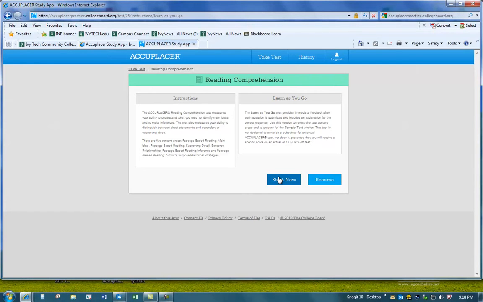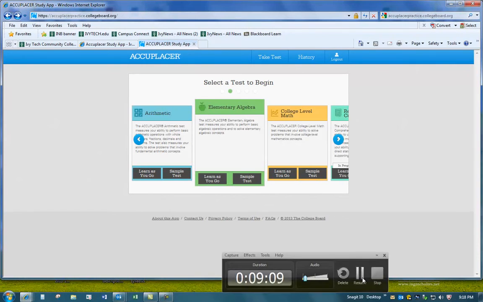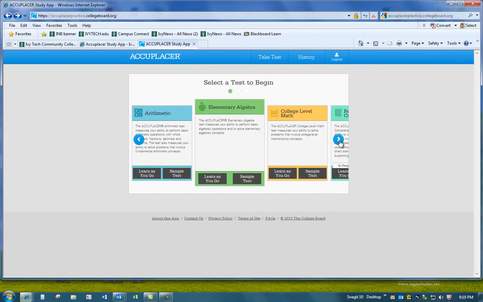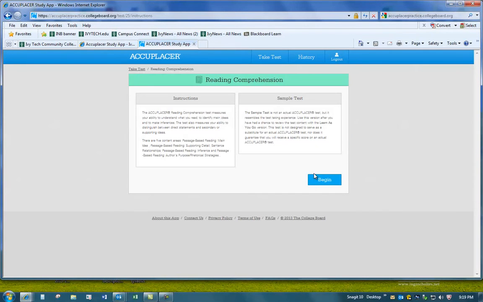So after you have finished the Learn as you go, I'm going to let this start new again. I'm going to go back to my other ones, so give me a sec. After you have gone through your Learn as you go, then you're ready for sample test mode. It's going to give you your instructions, and it tells you that the sample test is just that. It's in a test-like environment. So it's not going to give you the answers immediately. We'll click Begin.